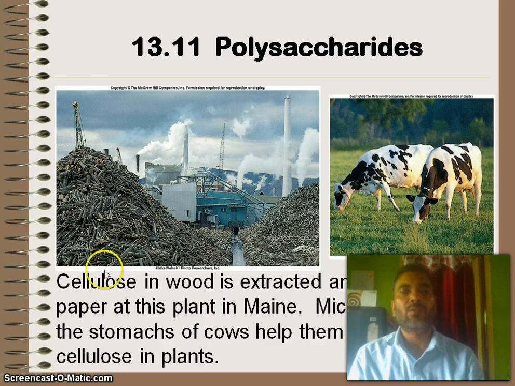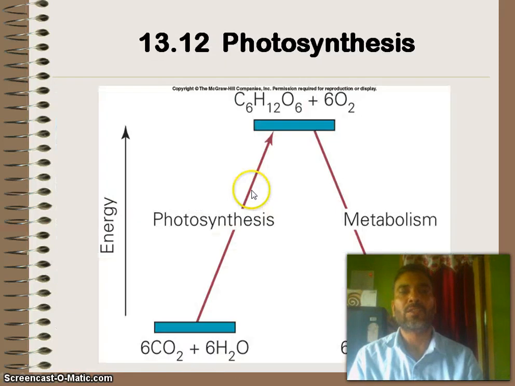Now cellulose in wood is extracted and converted to paper at this plant in Maine. You see, microorganisms in the stomach of a cow help it digest cellulose in plants. So photosynthesis, what is photosynthesis? You see carbon dioxide and water undergo photosynthesis forming this glucose, and then through metabolism, again they give CO2 and H2O.